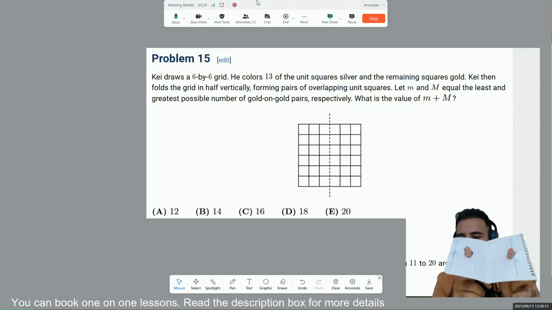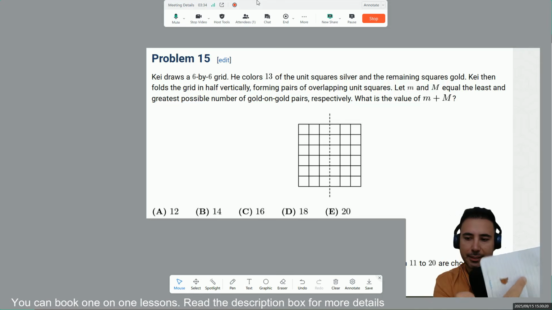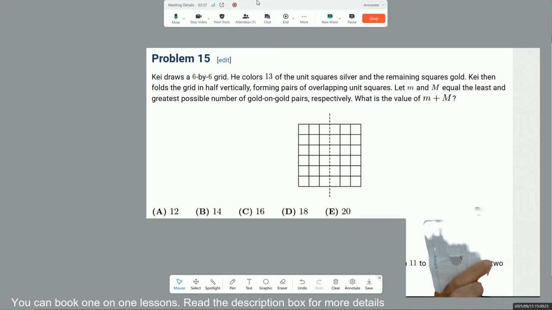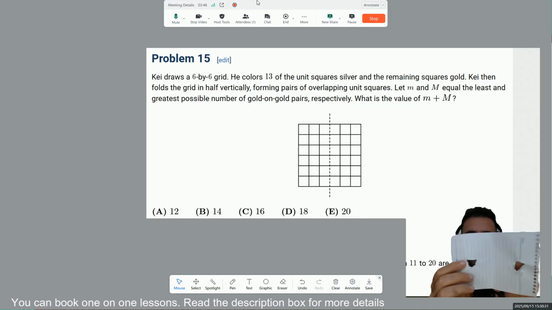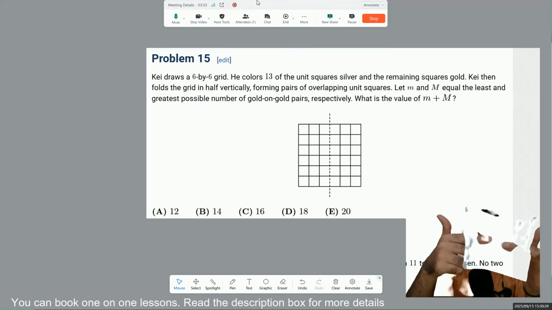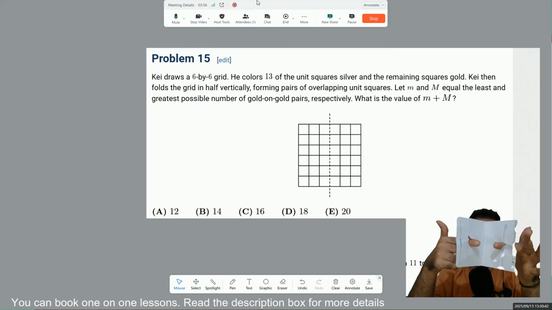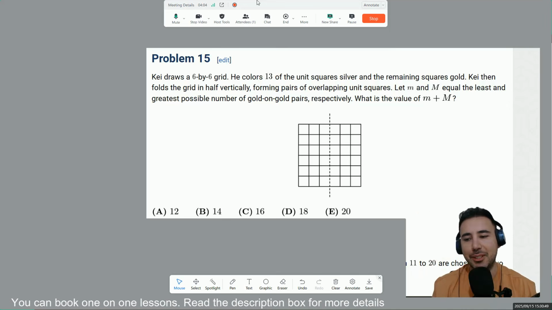Look, I made this paper. My finger, from this hole to this line is the same distance as from this line to this hole. I hope you see it better. If I put my fingers inside these and fold it, you'll see that my fingers touch each other because they are the same distance. And that's all you need to visualize.